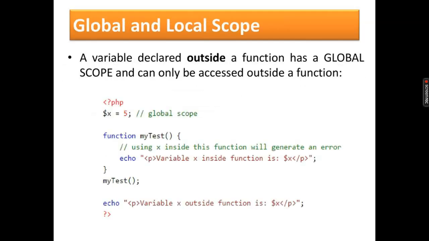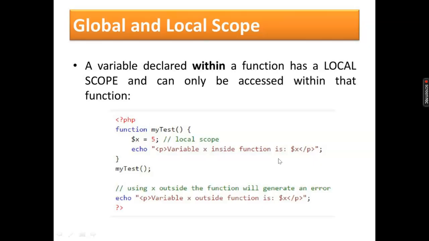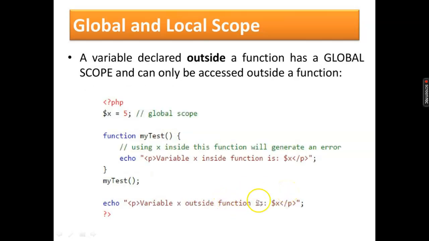Global and local. A variable declared outside a function has a global scope and can only be accessed outside a function. Here it is a global scope, $x is equal to 5. Whenever we need to access the variable inside the function, we use this. We declare the variable outside the function, and next inside the function we access that variable. A variable declared within the function has a local scope and can only be accessed within the function. We can't access it outside the function. It will generate an error here, and it will be accessed here because it is declared in the global scope.